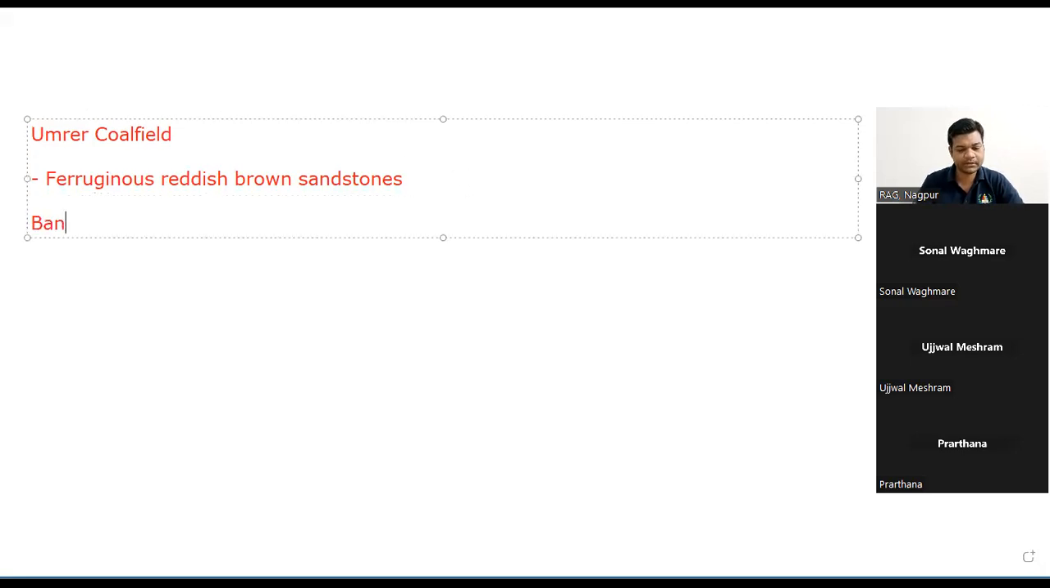Next comes Bandar coalfield. Okay, this Bandar coalfield, which is present in Chimur district. Not Chimur district, Chimur is a Tehsil. Okay, in the Chimur Tehsil. So it is present in the Chimur Tehsil. It has this triangular basin.